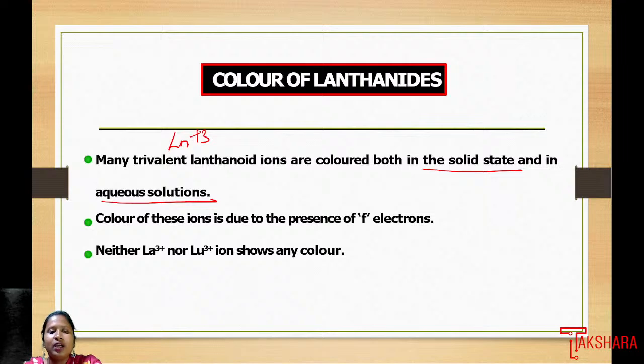Next, the color of these ions is due to the presence of f electrons. So why the lanthanides show color is because of the presence of f electrons. Since electrons are present in the f orbitals in the antepenultimate shell, the lanthanides show color.